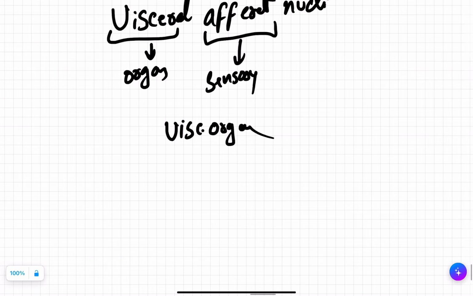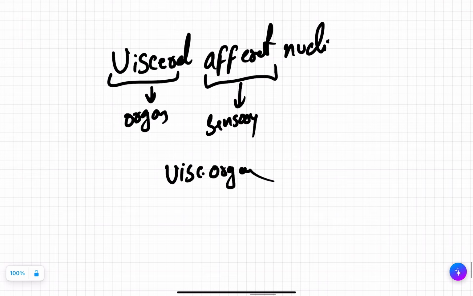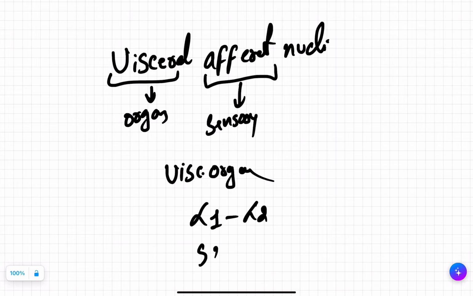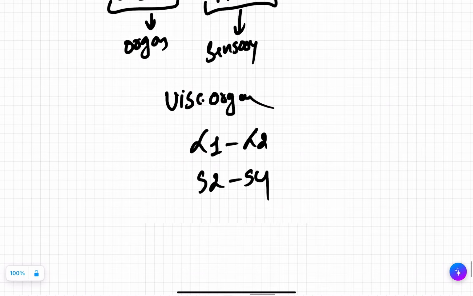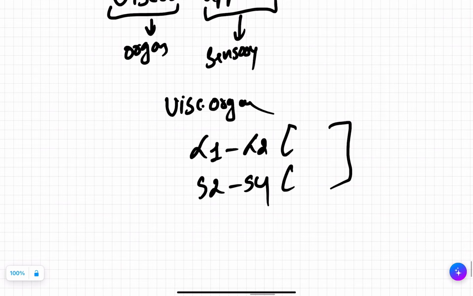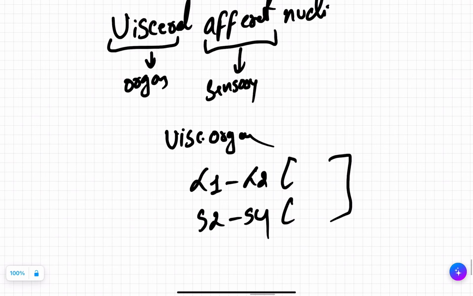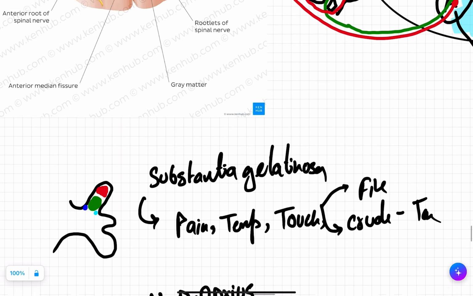Got it? And this also is not present throughout the length of your spinal cord. This is only present from T1 to L2, and from S2 to S4. Got it? Why is that? Later I will tell you. This is your sympathetic and parasympathetic. So visceral sensation is carried by your sympathetic as well as parasympathetic nervous system. That is why it extends from L1 to L2 and S2 to S4.